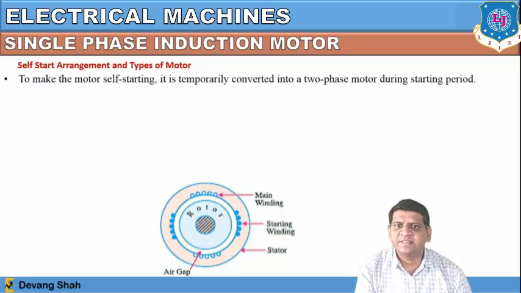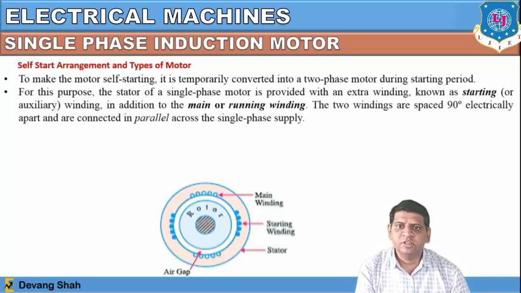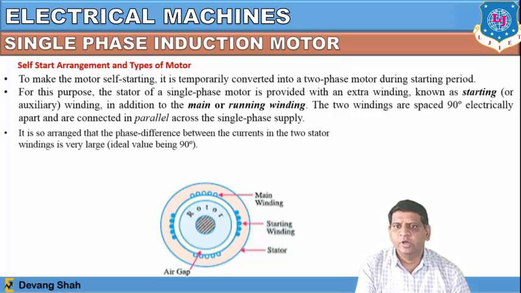To make the motor self starting, it is temporarily converted into a two phase motor during the starting period. For this purpose, the stator of a single phase motor is provided with an extra winding known as the starting or auxiliary winding, in addition to the main or running winding. The two windings are spaced 90° electrically apart and are connected in parallel across the single phase supply. It is so arranged that the phase difference between the currents in the two stator windings is very large, ideally 90°.